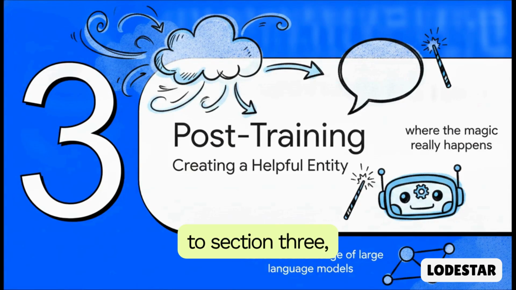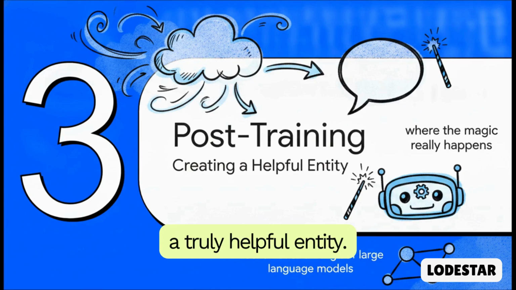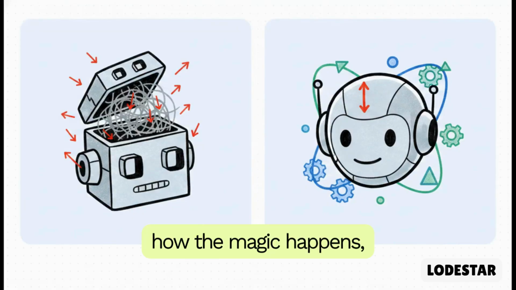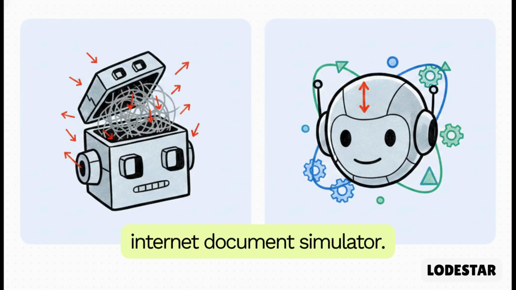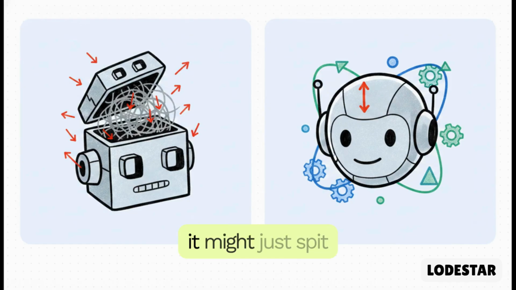Which brings us to section 3, post-training the assistant. This is where we create a truly helpful entity. To really see how the magic happens, we need to look at the stark contrast between a raw base model and a refined assistant model. A base model is essentially just a stochastic internet document simulator. If you ask it what is 2 plus 2, it might just spit out a bunch more math questions because it's blindly imitating internet forums. An assistant model, on the other hand, has been fine-tuned to explicitly answer your questions. It's carefully programmed using very specific example data sets created by human labelers.